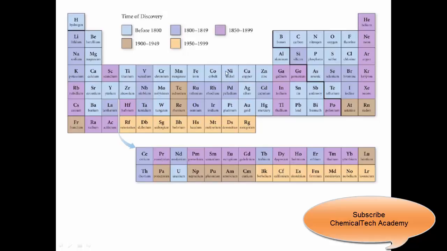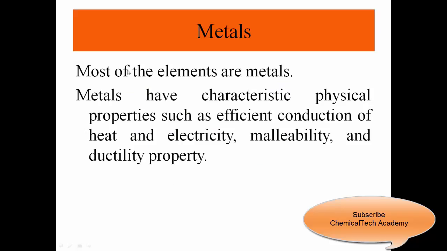And here is the periodic table, and it is classified based on the time of discovery. So as you see, this color is elements discovered before 1800. This one is 1800 to 1849, 1850 to 1899, 1900 to 1949, and 1950 to 1999. So basically all these elements are newer compared to all other elements.